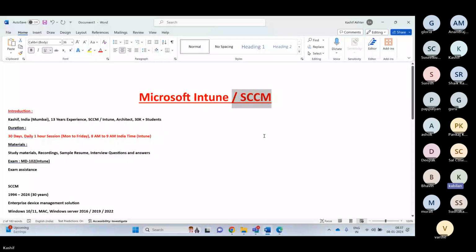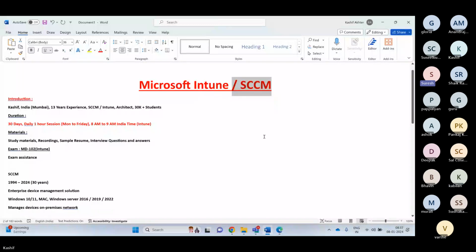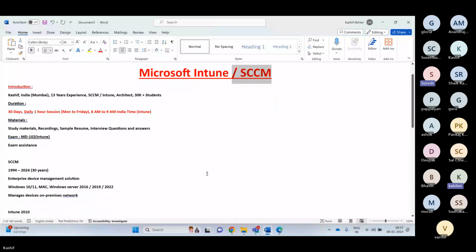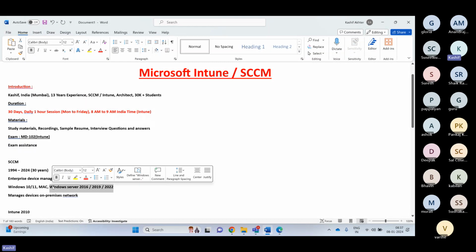Excuse me, sir. Yes. Sir, Intune is not a replacement of SCCM, right? Because SCCM is managing all the servers, while Intune is not managing the servers. Yeah, it's not a replacement. So Microsoft would like to sell both the products. For servers, they will keep SCCM, and for clients, they will keep Intune.